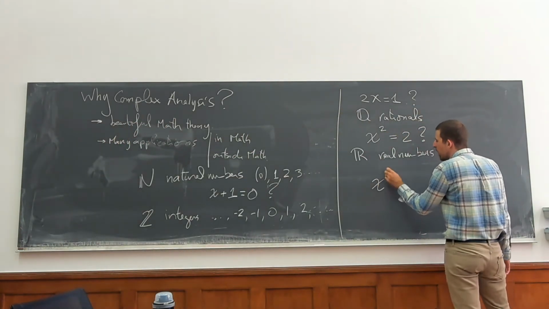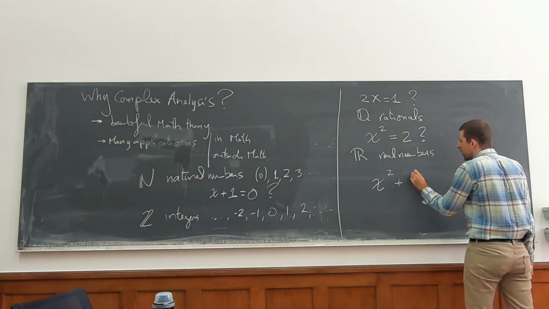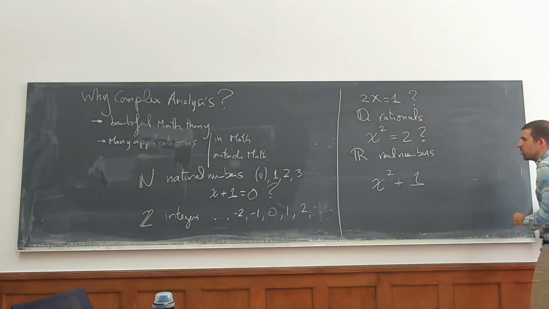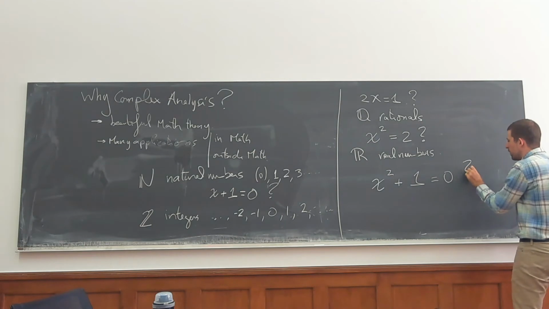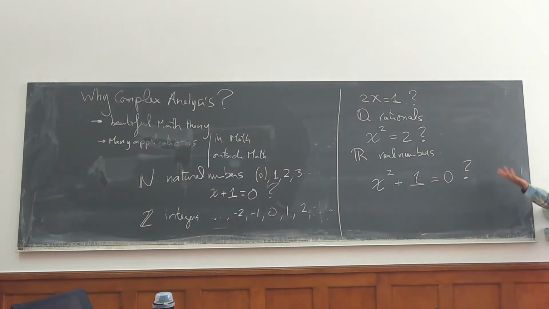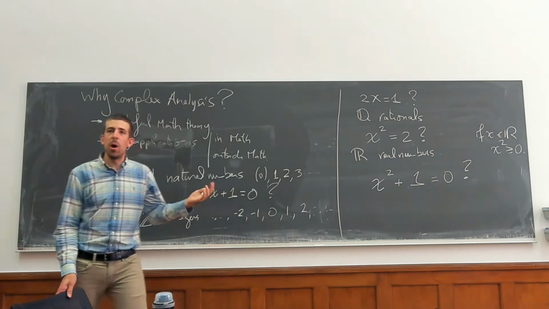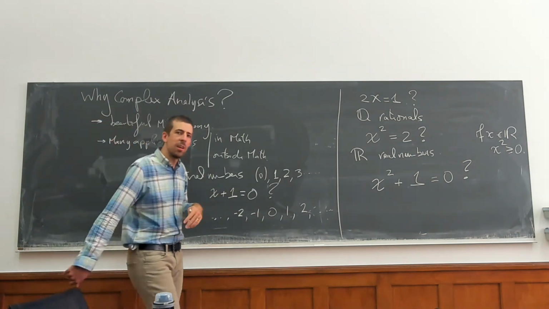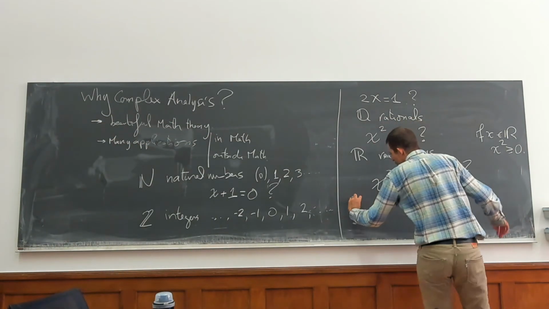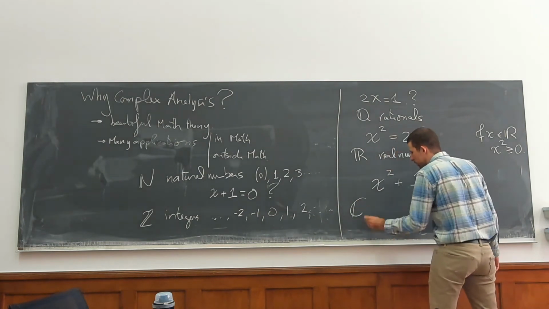So in particular, if I want to solve x squared plus 1 equals 0, this doesn't have a solution over the reals, right? If x is a real, then x squared is always non-negative, and so it cannot possibly solve this equation. So how do we make sense of this equation? Well, this equation makes sense in the complex numbers.